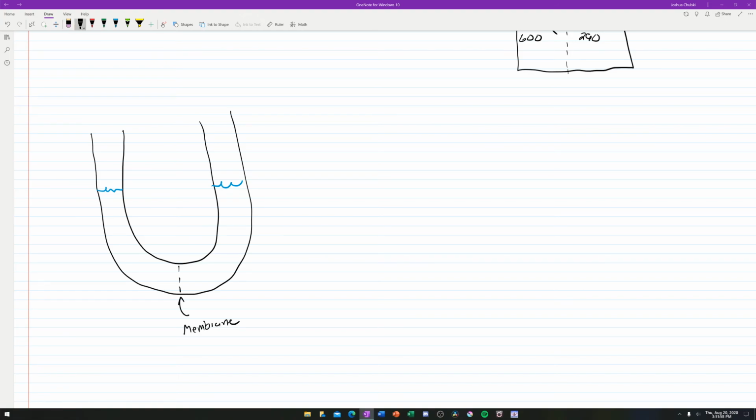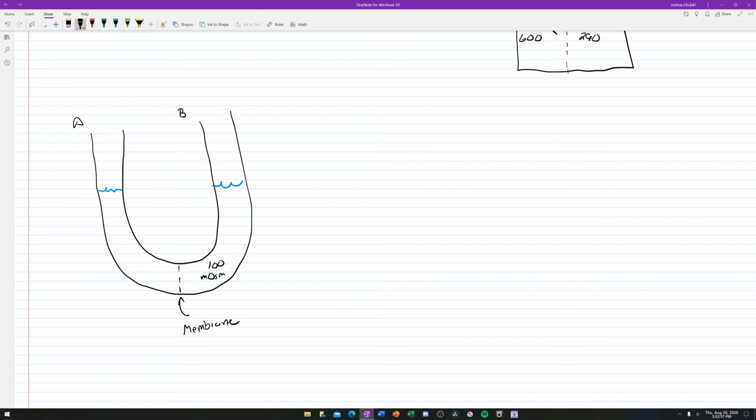On one side, I'm going to put 100 milliosmoles of something. It doesn't matter what. The principle is important. Now, if you look at this, we'll call this side A, and we will call this side B. Which way is the water going to move?